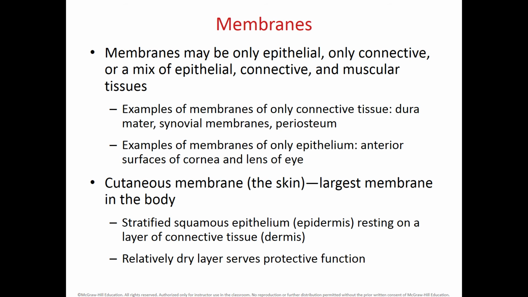Now, the largest membrane in our body is the cutaneous membrane, or skin. And this skin is made out of stratified squamous epithelium, which is the epidermis, and the layer of connective tissue that we call the dermis. And it's a relatively dry layer that serves a protective function, because most membranes are not dry, they are moist.